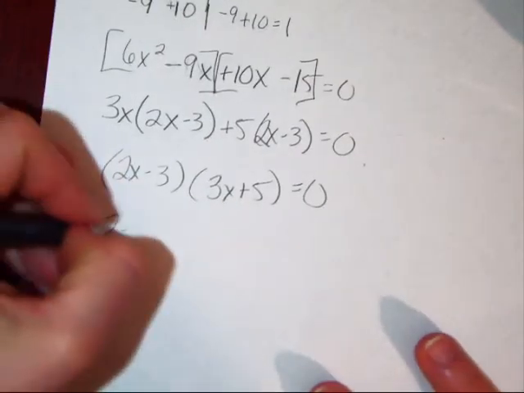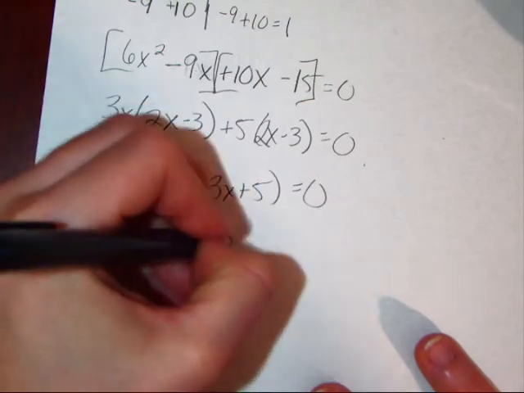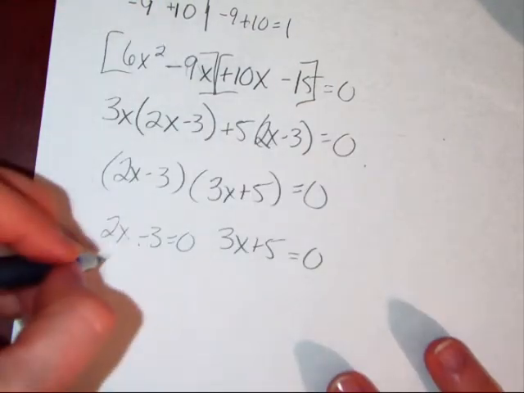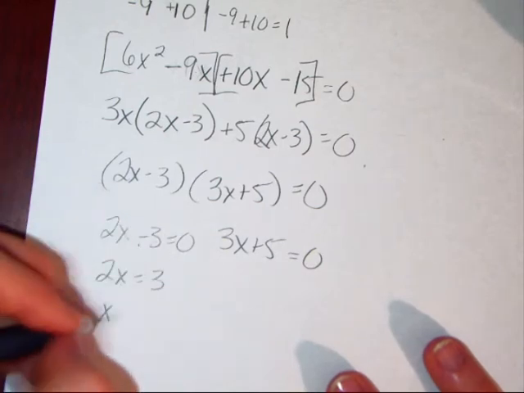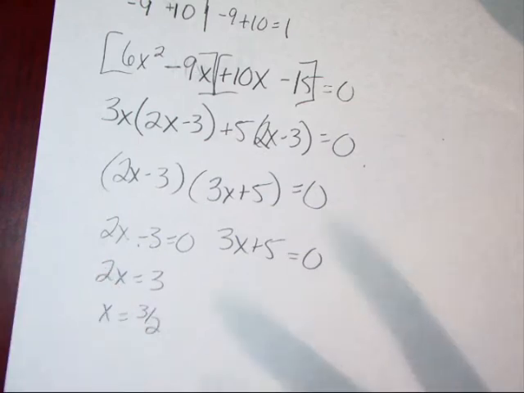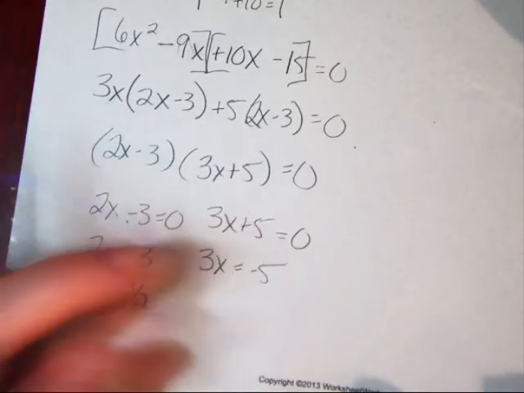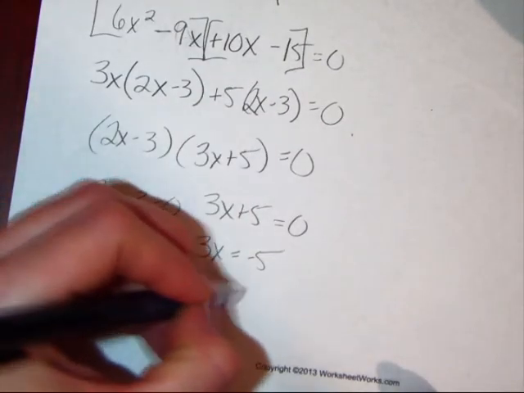You set each individual one equal to 0, and you solve. Add 3, so 2x equals 3. Divide by 2, x equals 3 over 2. On this one, subtract 5, 3x equals negative 5. Divide by 3, x equals negative 5 over 3.